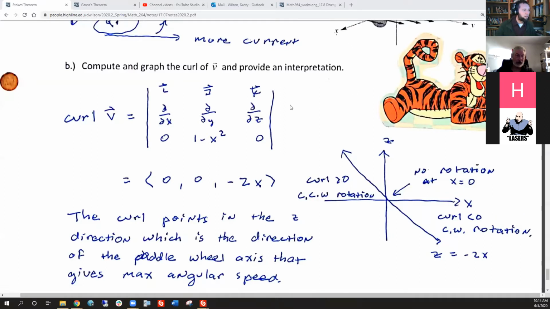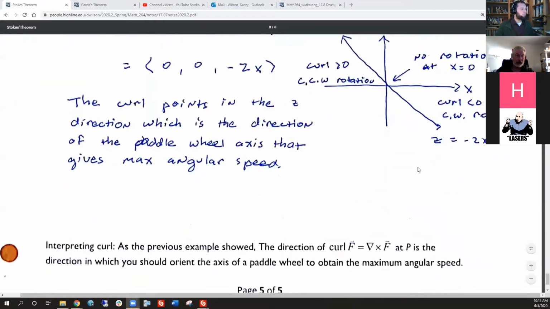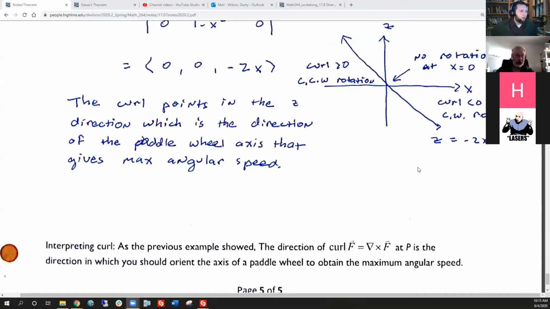Pulling all this stuff together, if we interpret it as the previous example shows, the direction of curl F, or del cross F at P, is the direction in which you should orient the axis of a paddle wheel to obtain the maximum angular speed.